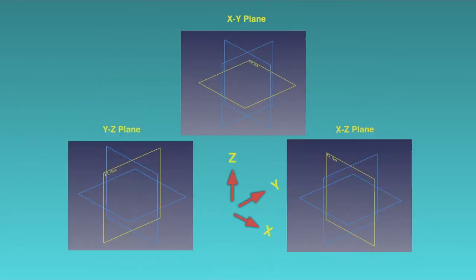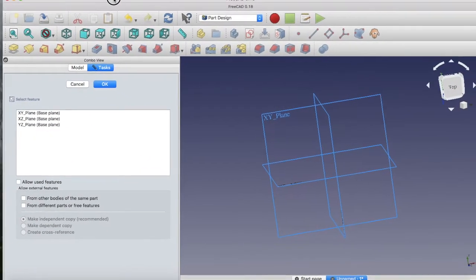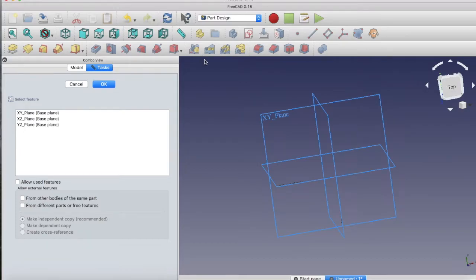We can visualize these three planes when we look at the isometric view of this 3D block. We have given three different colors for the three planes, namely xy plane, xz plane, and yz plane, for our better understanding. As we have already seen in our earlier tutorials, in FreeCAD we have to first select the plane on which we intend to make our sketch.